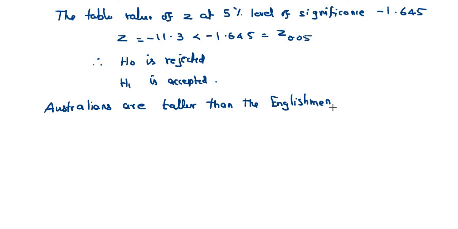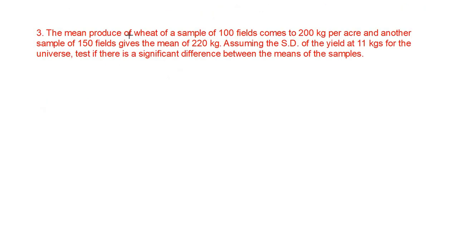The mean produce of wheat of a sample of 100 fields comes to 200 kilogram per acre, and another sample of 150 fields gives a mean of 220 kilogram. Assuming the standard deviation of the yield at 11 kilograms for the universe, test if there is a significant difference between the means of the samples. So here two samples are given.